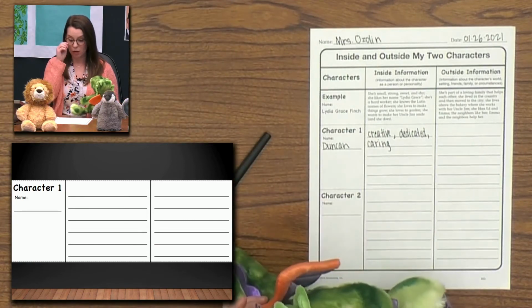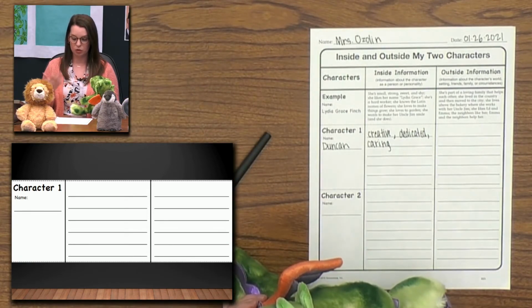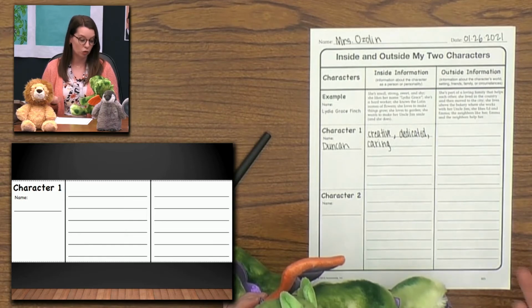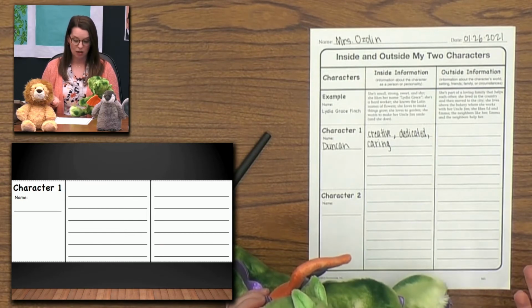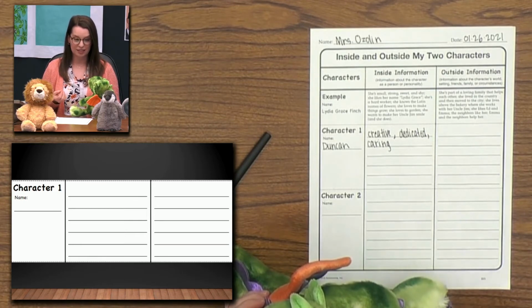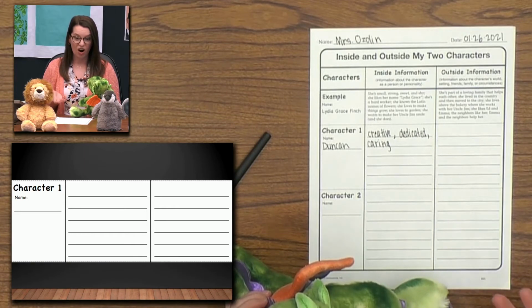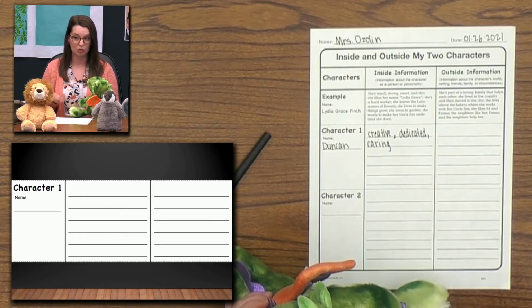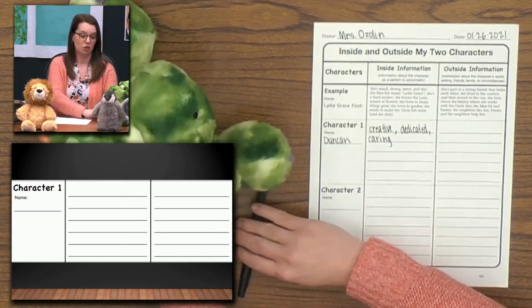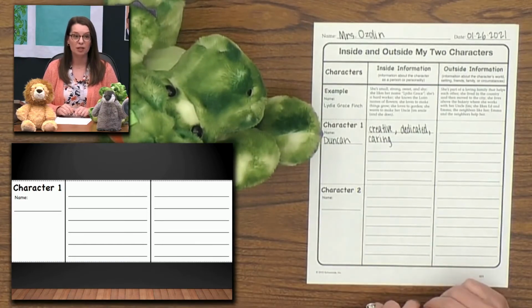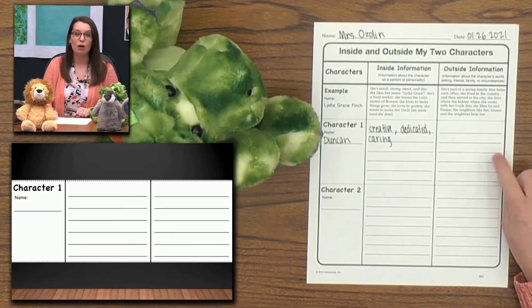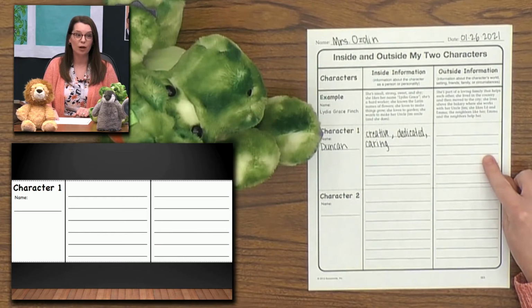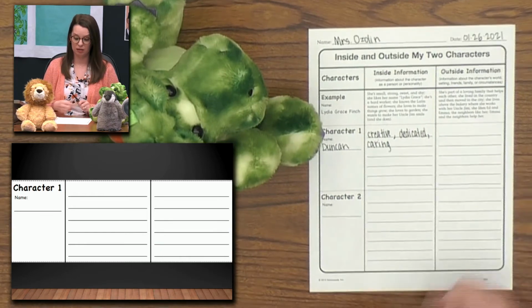Gus, so this story, The Day the Crayons Quit, takes place at school. That's the setting. And then the circumstance is that the crayons aren't very happy with Duncan because they don't feel like he is using them appropriately. Now you go ahead and complete the graphic organizer about the outside information that you are thinking about Duncan.